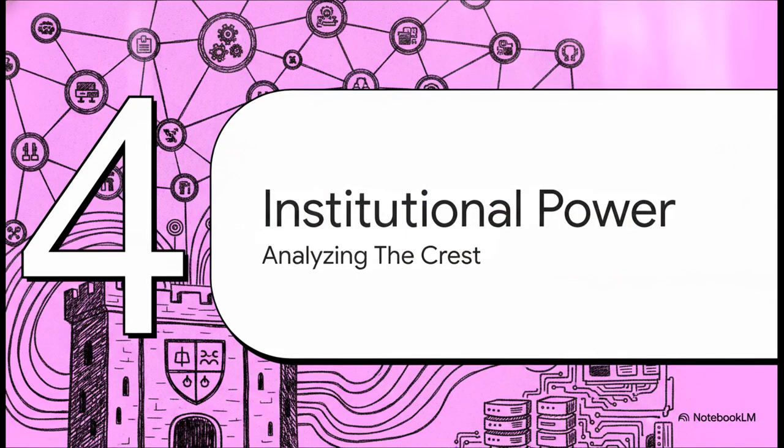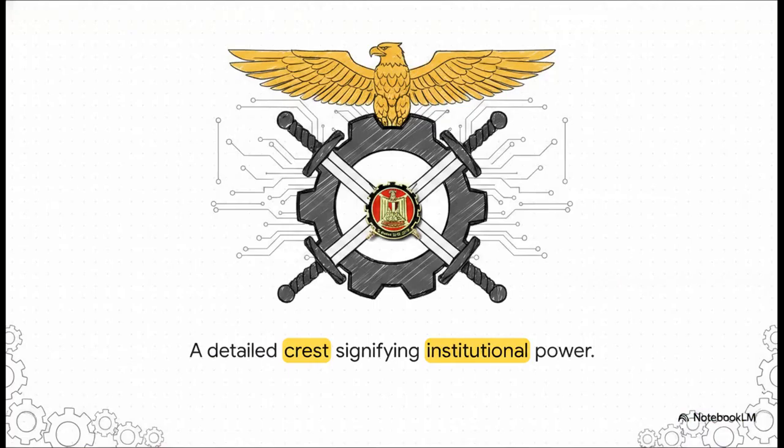Section 4. Institutional Power and Technology. Next up, we see a very bold formal crest. It features a striking golden eagle with a shield on its chest, set against a bright red background. But notice the framing here. Behind the eagle are two crossed swords, and the entire crest is enveloped within a massive, dark industrial gear. This is definitely not a whimsical startup logo. The visual language here, the eagle, the swords, that heavy industrial gear, speaks to profound structure, discipline, and serious institutional backing.